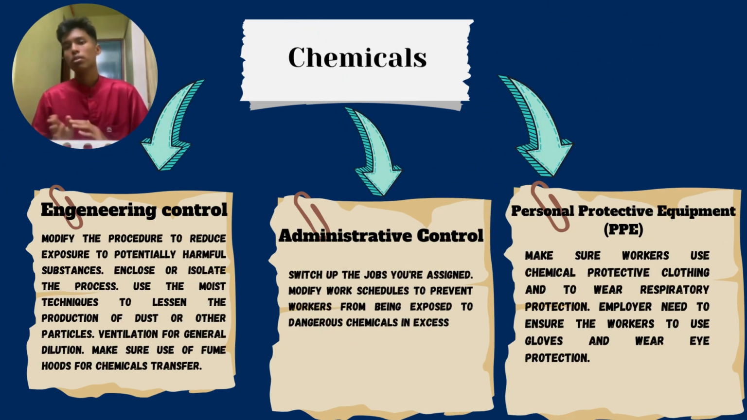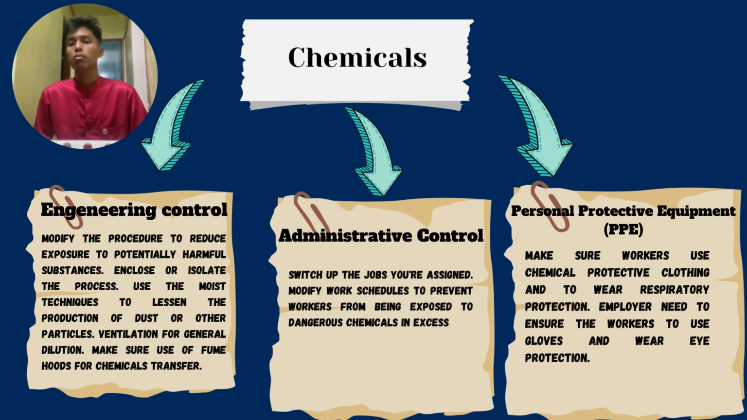And next we move to chemical hazard. Same as fall from height, we use only three sub-controls, which are engineering control, administrative control and last is PPE. So first is engineering control. Modify the procedure to reduce exposure to potentially harmful substances, and enclose or isolate the process. Use the moist technique to lessen the production of dust or other particles. Use ventilation for general dilution. Make sure to use a fume hood for chemical transfer.